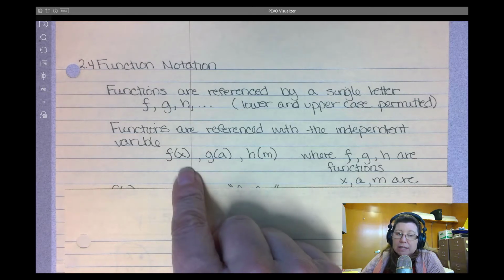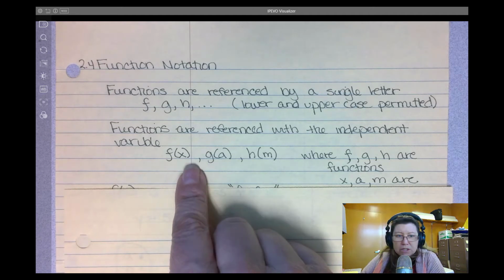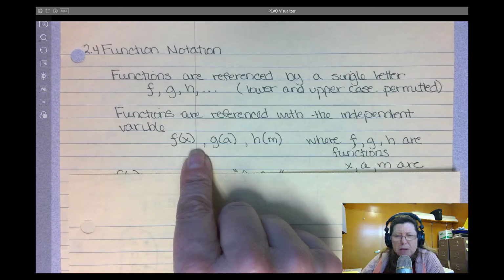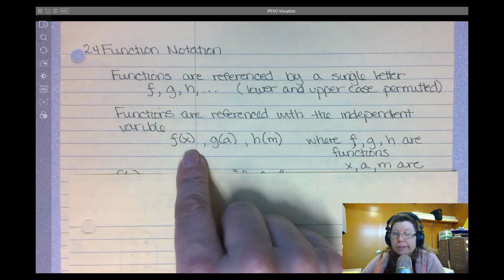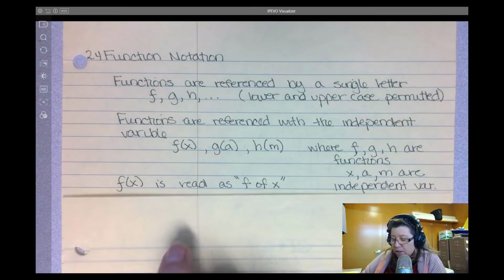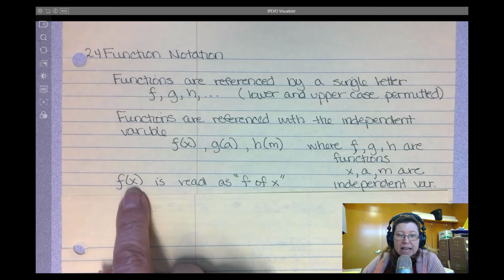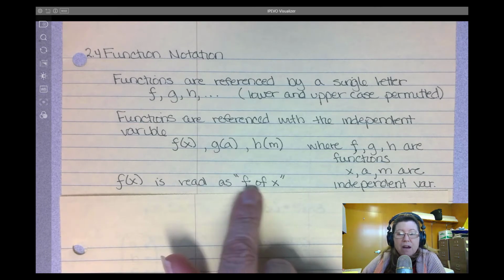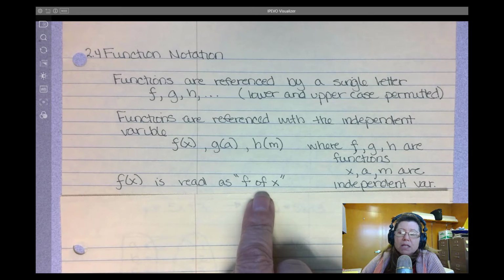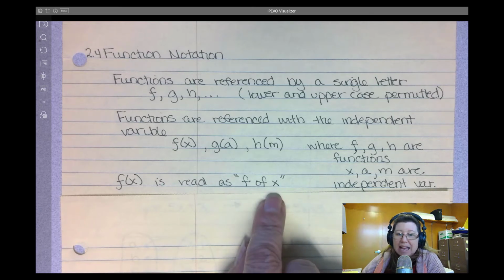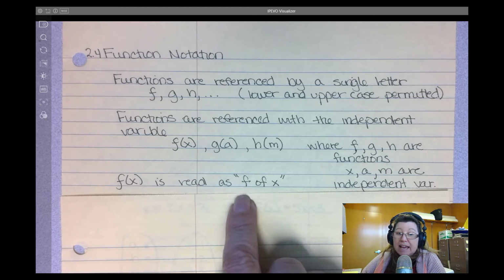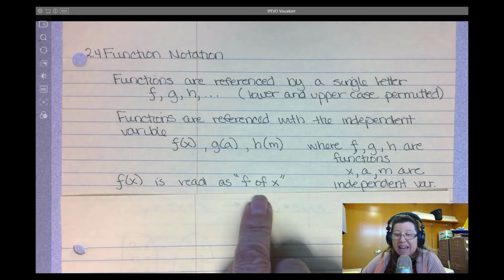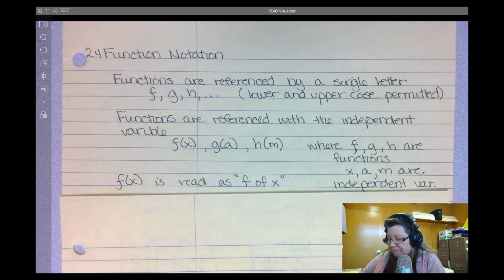Now how we read this is not f parenthesis x parenthesis. That would just be too much to say, and let's face it, mathematicians are really lazy, otherwise we wouldn't use these symbols for everything. So we read f(x) as f of x. Sometimes it's read as f at x. I would say that's harder for me to say quickly, so I say f of x instead of f at x. Just what I say.